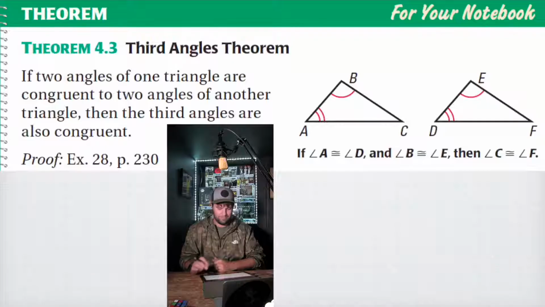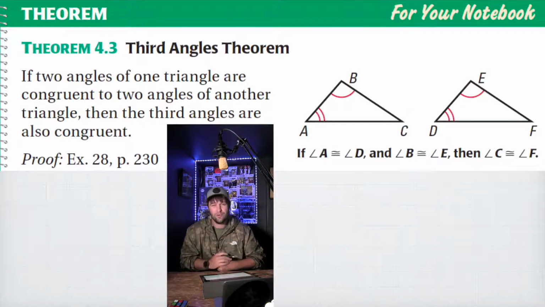So let's keep going. Third Angles Theorem: if two angles of one triangle are congruent to two angles of another triangle, then the third angles are congruent. That makes sense because you can only have 180 degrees in each of these triangles. So if these two angles are congruent to these two angles, it makes sense that the third angle also has to be congruent, because it can't just be some random number.